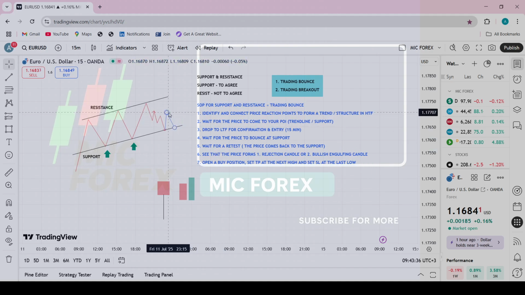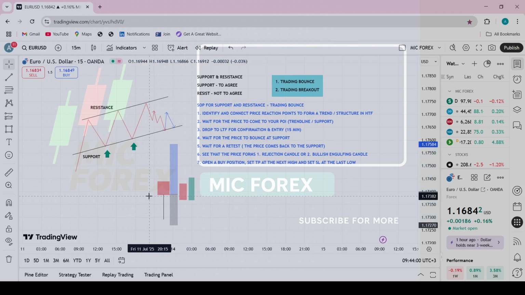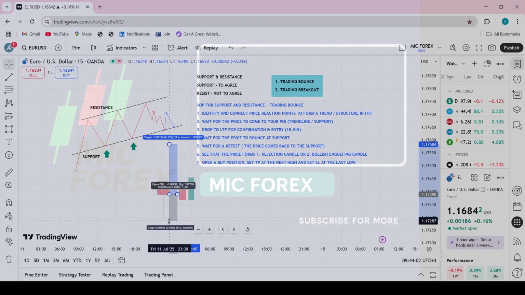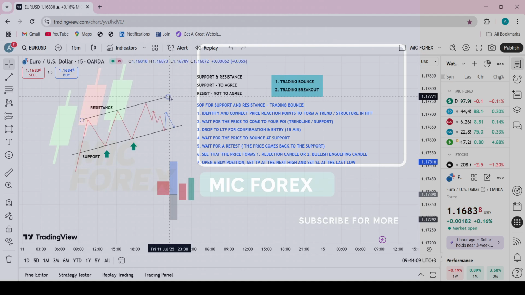Remember, we are on lower time frame. The price comes back to the support. Wait for the price to form either number 1, a rejection candle, something like this, or a bullish engulfing candle. After that, this is where you are going to open your trades. When this candle closes, when the next candle is opening, put your buy position there, set your stop loss at that point, and target the next high. In this case, it is going to be your resistance here.